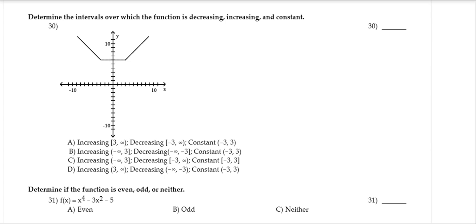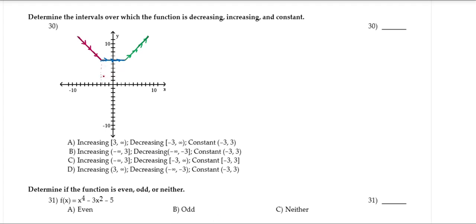Question 30 asks, where is the function increasing, decreasing, or constant? A function is decreasing if it goes down as we travel to the right. Notice that as we increase our x values, this function's y values go down along this interval. From here to here, they are in fact not going up or down. They are staying constant as we increase our x values. And here, as we increase our x values, we are increasing.